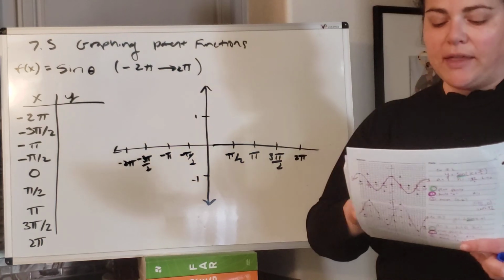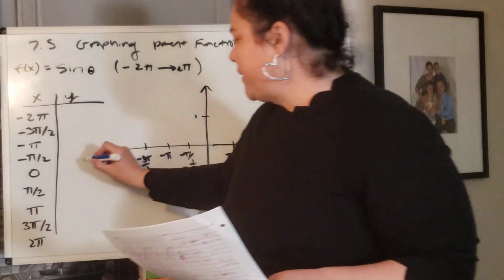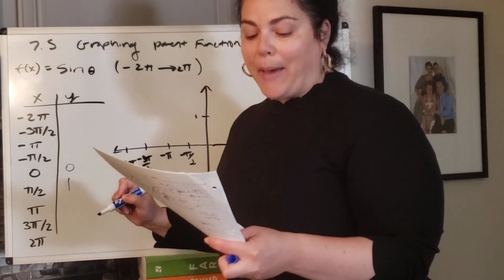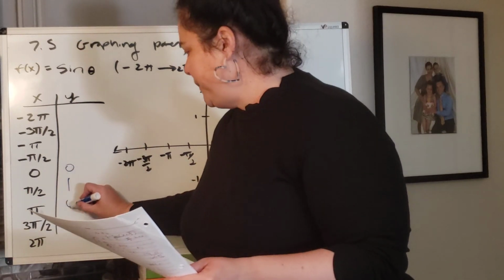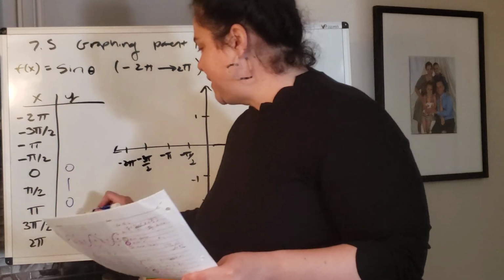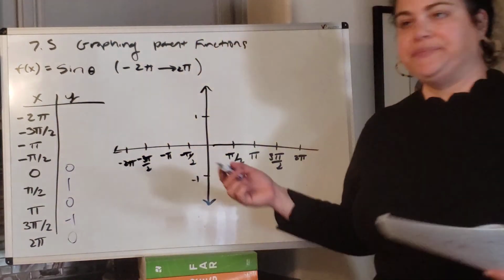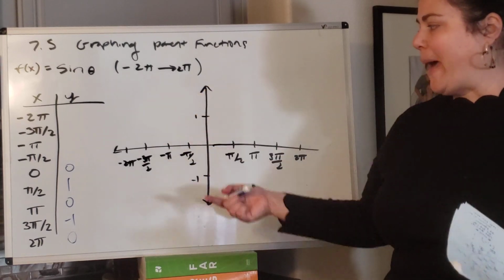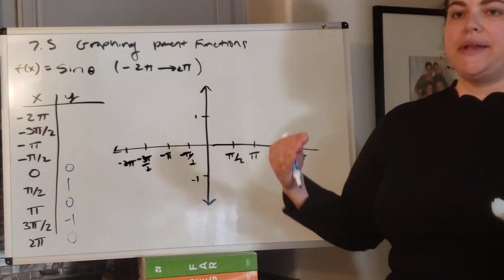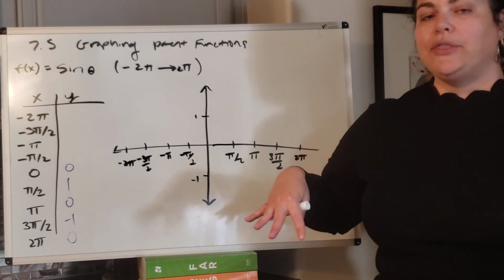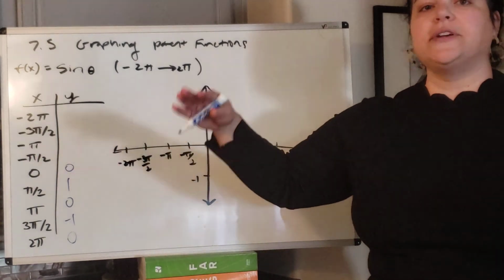So our y value at 0 is 0. At pi over 2, it's 1. At pi, it's 0. At 3 pi over 2, it's negative 1. And at 2 pi, it is 0. So what we have is a pattern: 0, 1, 0, negative 1, 0. And that pattern actually goes on for infinity.